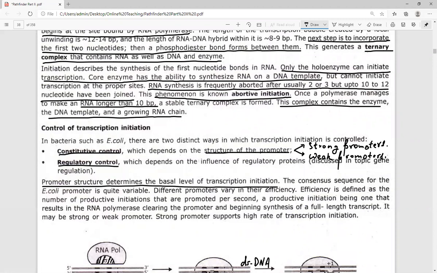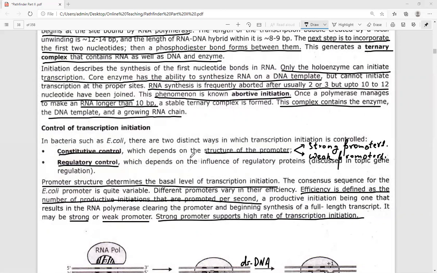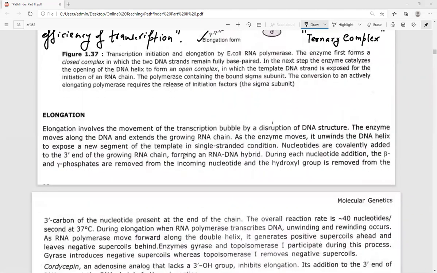Different promoters have different variable efficiencies. The efficiency is defined as the number of productive initiations that are promoted per second. So, how many transcripts are produced per second is referred to as the productivity of the promoter region. That is, how many transcripts can be produced in the least amount of time. It may be a strong promoter or a weak promoter. Strong promoters support a high level of transcription initiation. If you talk about a strong promoter, it will produce a very high amount of transcript as compared to the weak promoters.